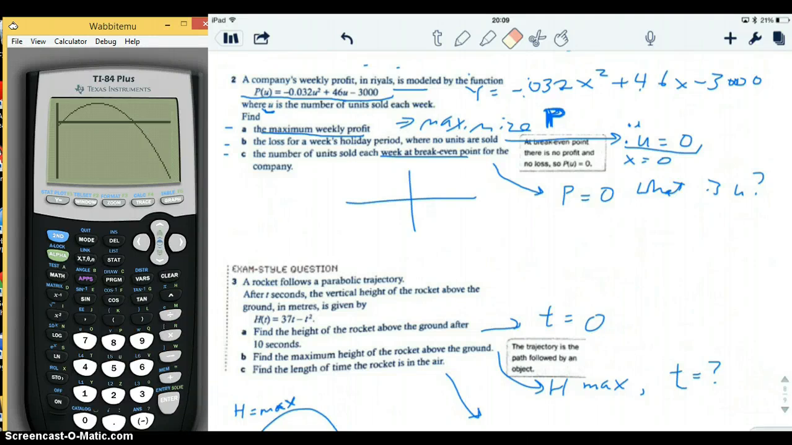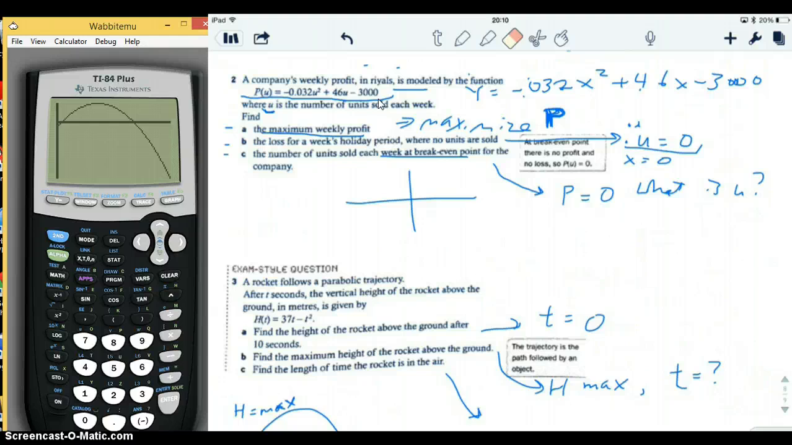I'm going to talk a little bit about the last two problems in 4Q. I'm not going to go through the whole thing because I don't think you need more than a couple hints. This formula here, profit equals negative 0.032 units squared plus 46 units minus 3,000, tells you how to calculate how much money a company profits given how many units it sells.